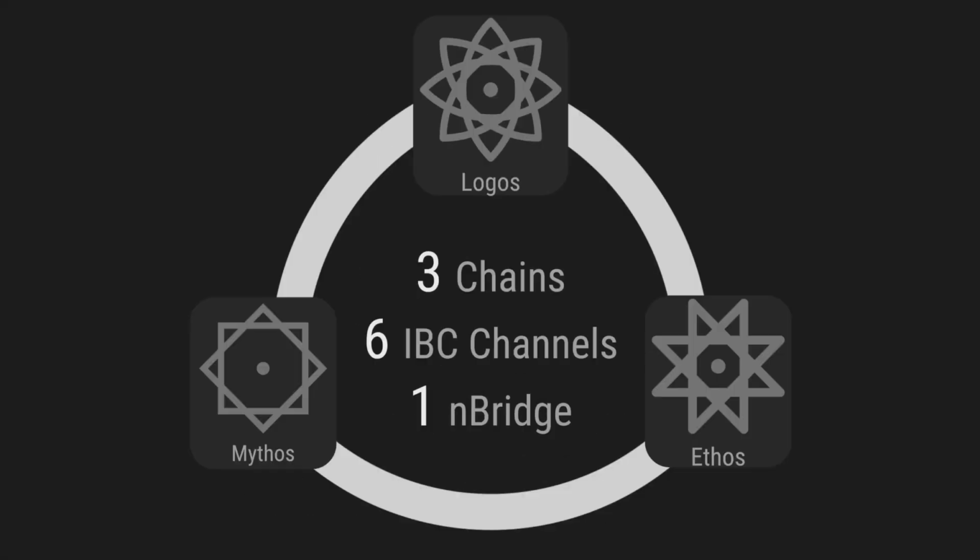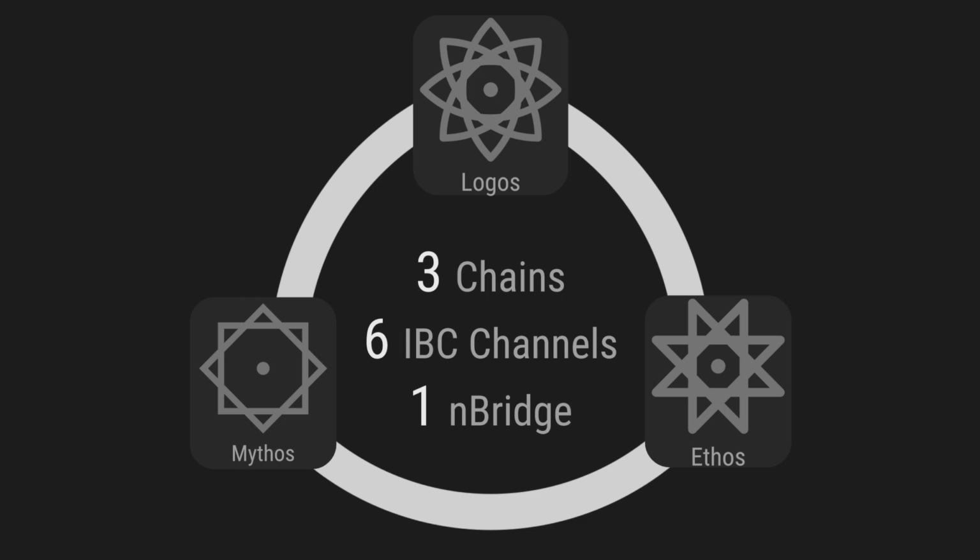3 chains, 6 IBC channels, 1 nBridge. Any chain can initiate multi-chain transactions on any or all of the chains in the ring. And today you will see the first demo in which one chain, Mythos, sends a multi-chain EVM transaction that is executed on Mythos, Logos, and Ethos.